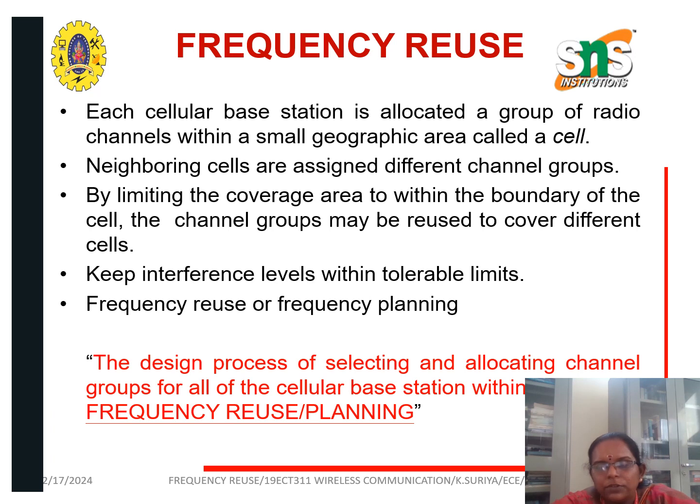So the design process of selecting and allocating the channel groups for all the cellular base stations within a particular network is known as frequency reuse or frequency planning. Each cellular base station is allocated a group of channels within a small geographic area called a cell. Neighboring cells are assigned different channel groups. By limiting the coverage area to within the boundary of the cell, the channel groups may be reused to cover different cells.